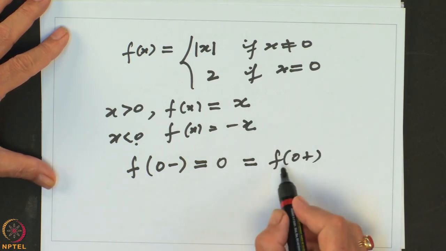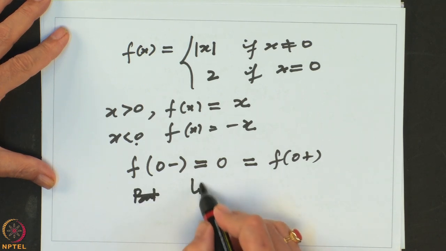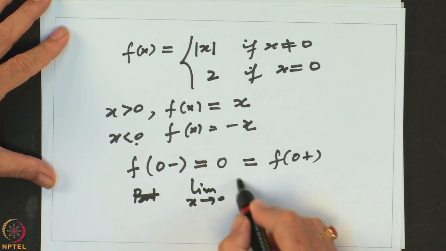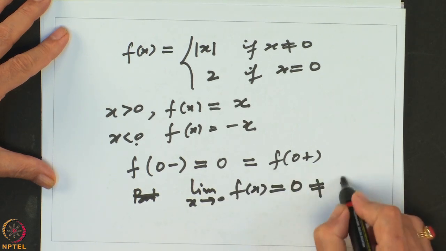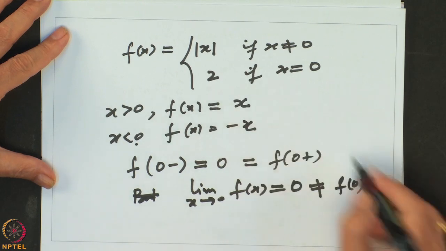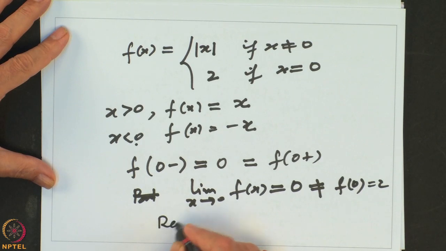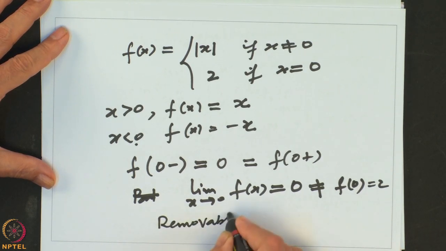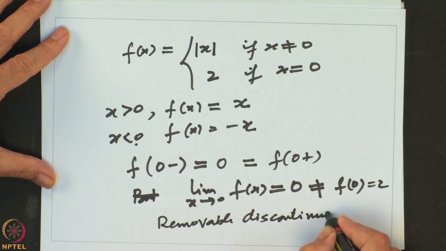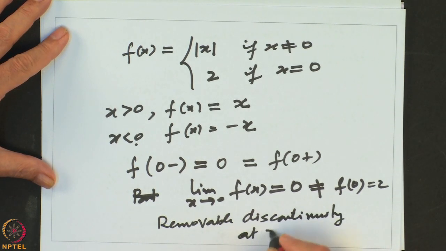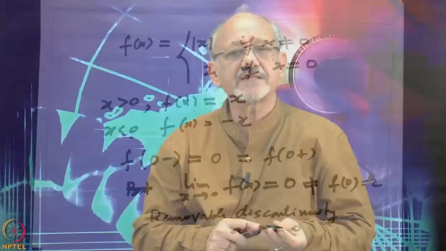So, the left limit exists, the right limit exists, so that means the limit as x goes to 0 of f x exists and is equal to 0, but not equal to f at 0, because that value is equal to 2. But I can forget that value. So, it is a removable discontinuity at x equal to 0. So, this function has a removable discontinuity at the point 0.